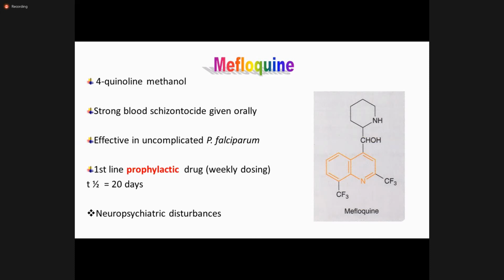One of the side effects is neuropsychiatric disturbance, which is not very common because the dosing is very slow, once weekly. If you take it for a very long time, then the symptoms can occur. Okay, the fourth drug is Primaquine.